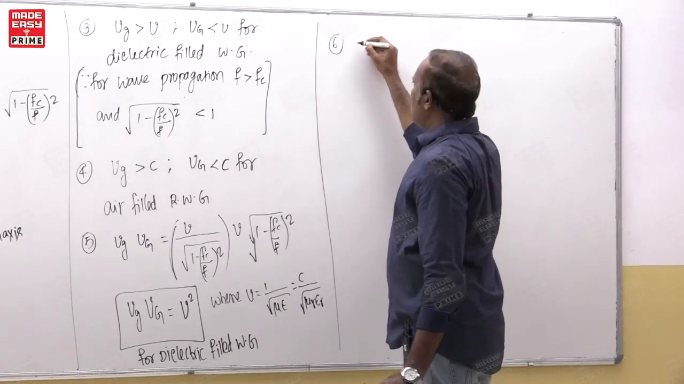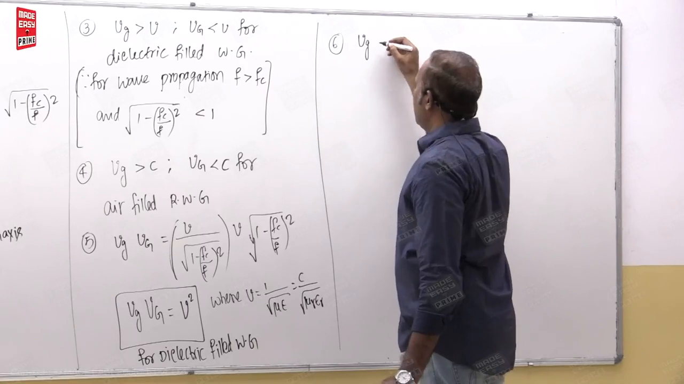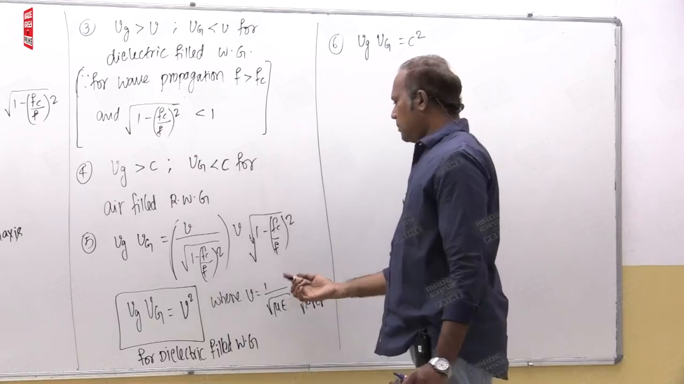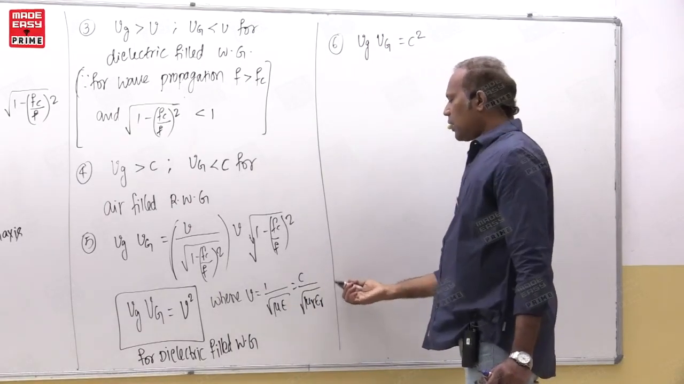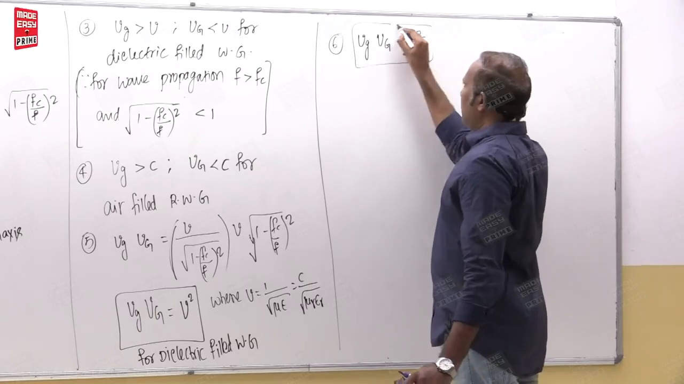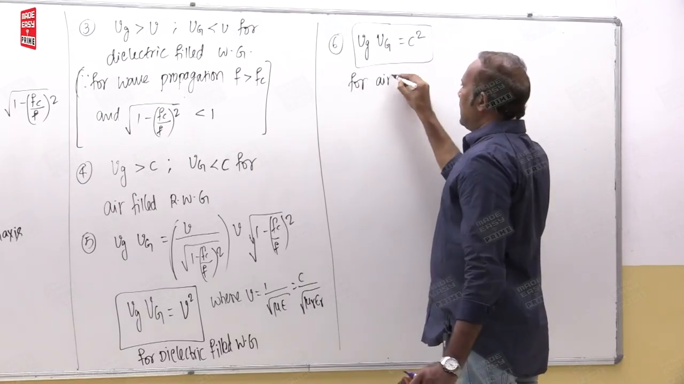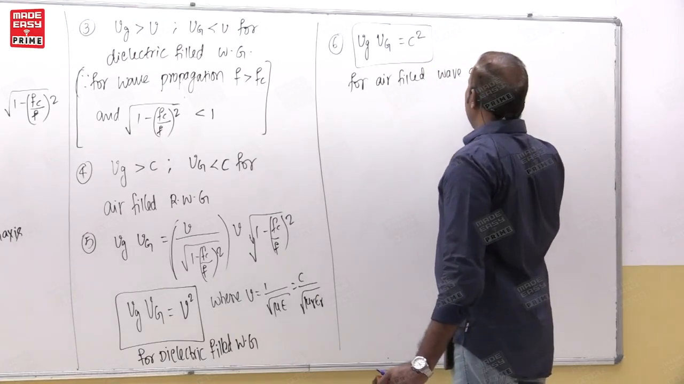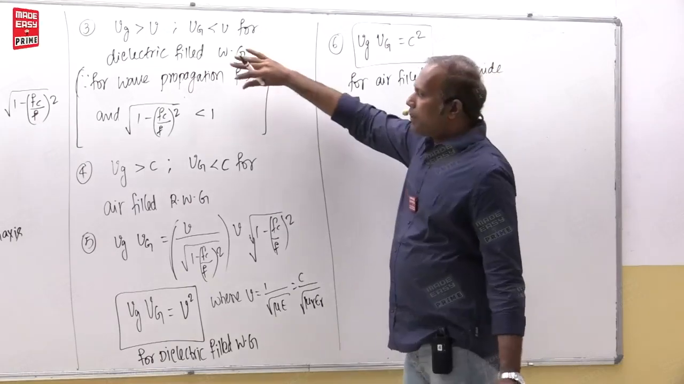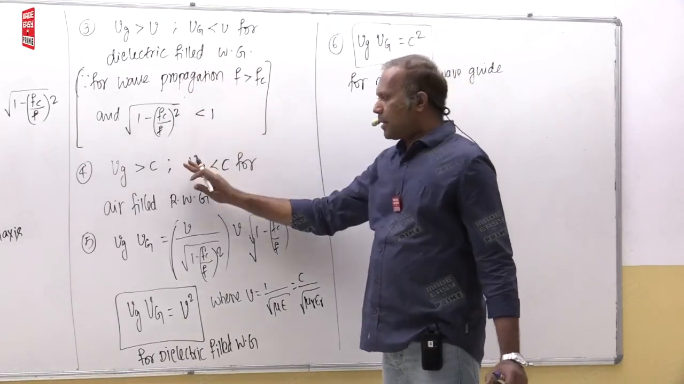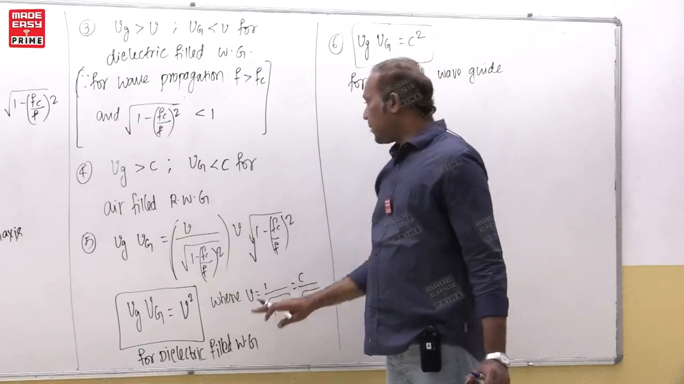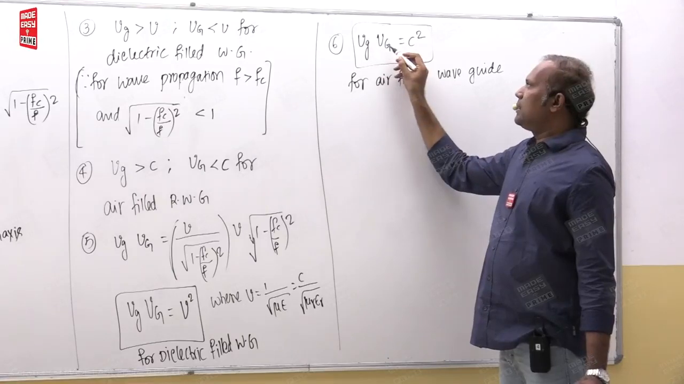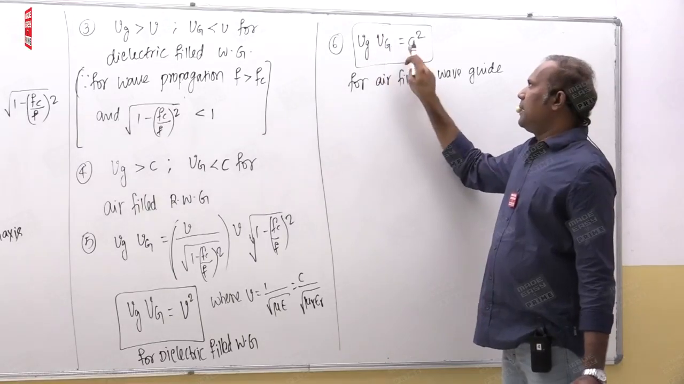Similarly, guide phase velocity multiplied with group velocity is equal to c square. Simply, this becomes mu r equal to epsilon r equal to 1 for air-filled. This is c square for an air-filled waveguide. Dear students, why am I carefully writing one separate point for dielectric-filled and one separate point for air-filled? Because every time don't say V guide into V group is equal to c square.